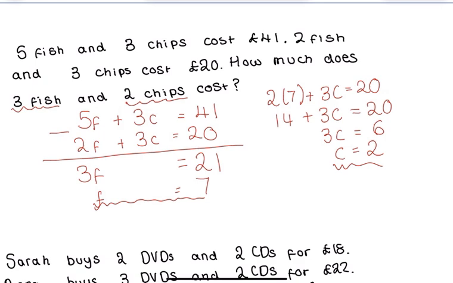Now let's work out how much 3 fish and 2 chips cost. Well, 3 fish is going to be £21. 2 chips is going to be £4. So in total, that will give us £25.